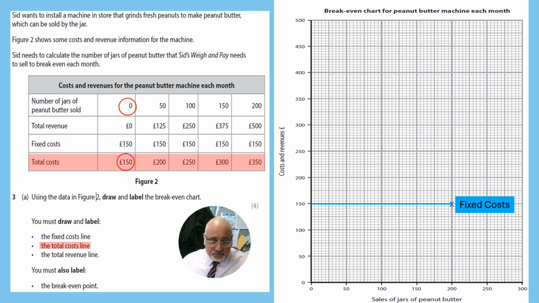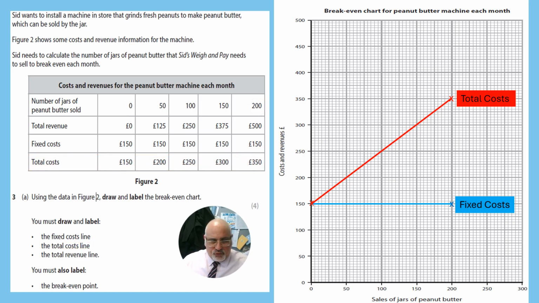Again, we're going to just simply plot the first and last point. So our total cost line at 0 is 150. So I plot that point again, 0, 150. I then go to the final point, which is 200, and it's 350. So I plot the point, 200 products, £350. There's my point. Join the dots with a nice straight line using ruler and pencil, and it comes out as your total costs. So we now need the total revenue line.